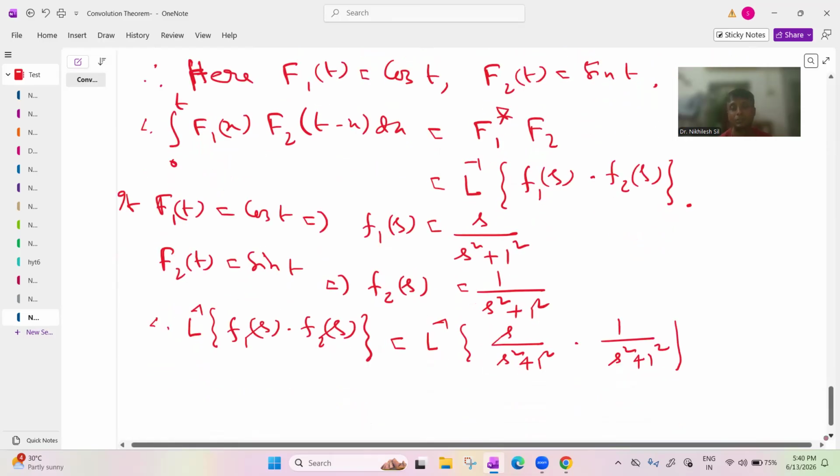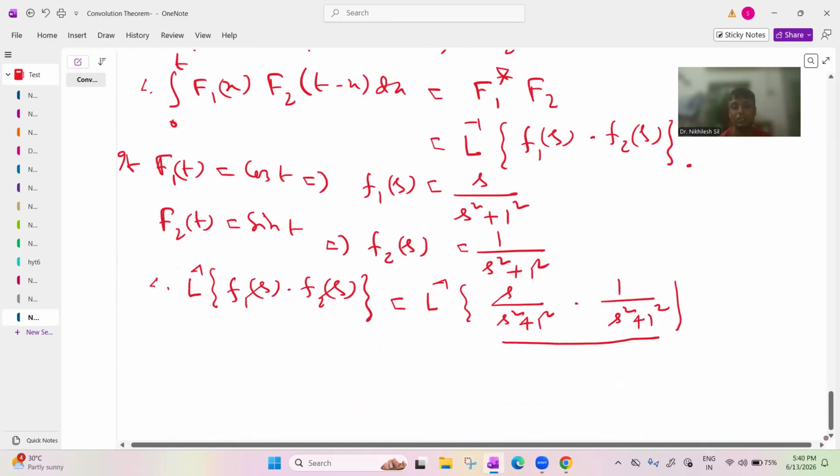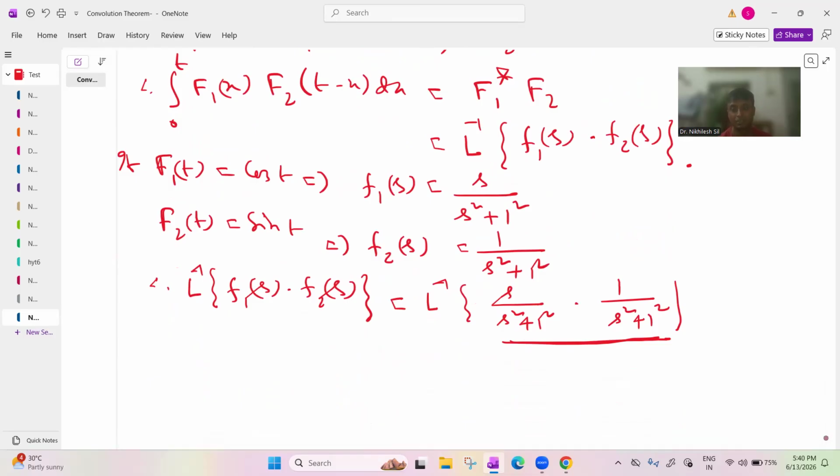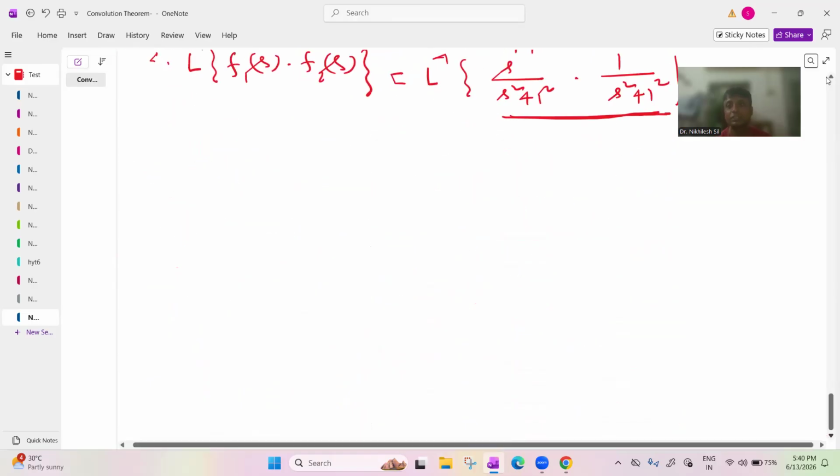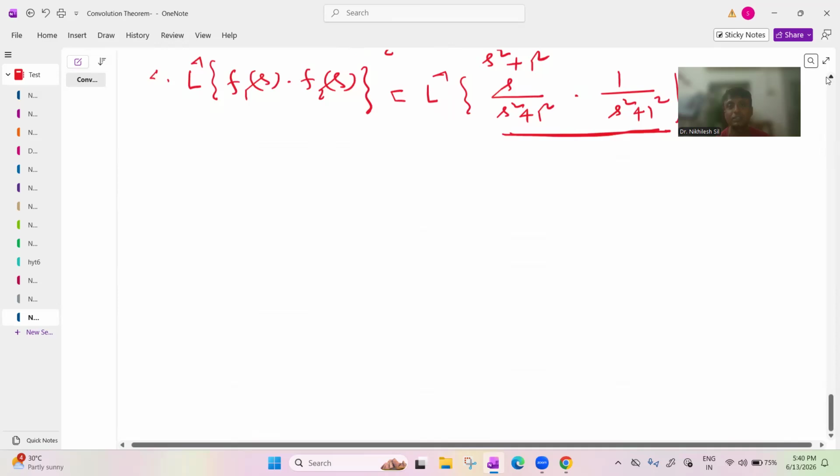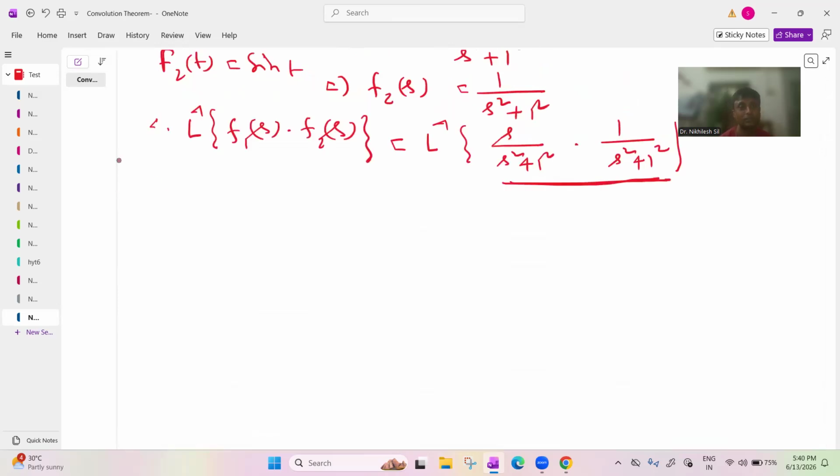Now it's like before, very easily. Already I have explained it in lecture 3, how to find the inverse Laplace transformation. Use it, write it in partial fractions and do the inverse. So can you do it, or do I have to do it? Okay, come here. S by s square plus 1 into 1 by s square plus 1 square. Okay? How can we do it?